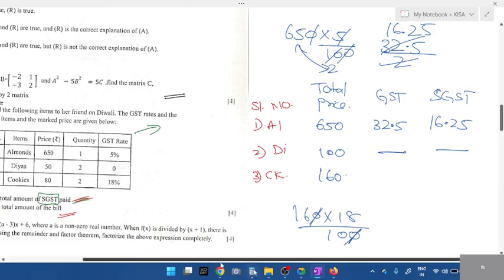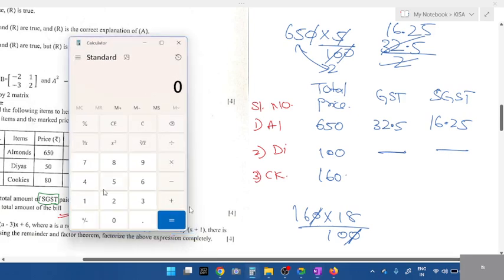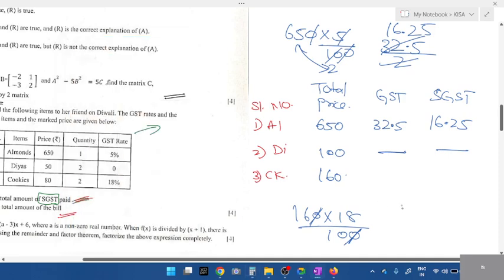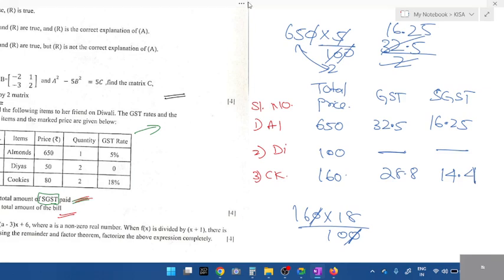28.8. Okay, 16 into 18 divided by 10. Fine, 28.8. GST is 28.8. How much is SGST? Divide this by 2. Divided by 2. 14 point... Is this clear? All of you understood? 14.4.